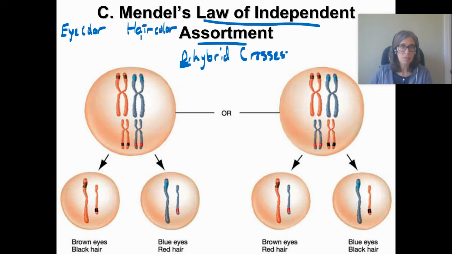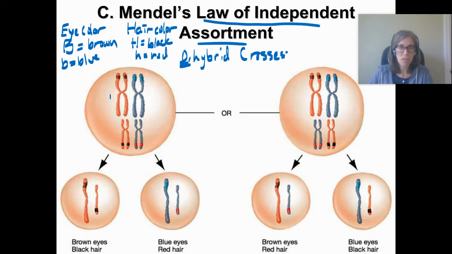And so this is going to be simplified because eye color and hair color both are probably polygenic, but that's okay. We're just using this as an example. So let's say that big B gives you brown eyes, and little b gives you blue eyes, even though it's more complex than that. And let's say for hair, big H gives you black hair, and little h gives you red hair. Okay, so these are the traits.